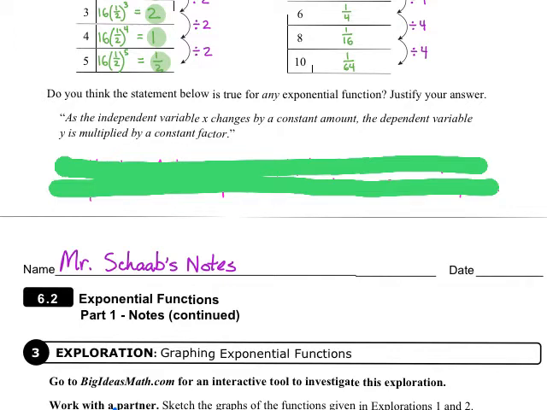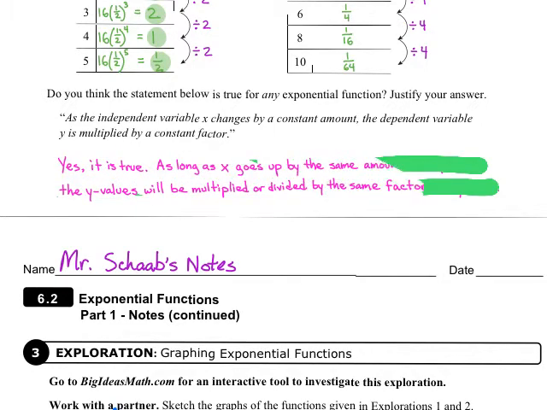Okay, that is in fact true. Let's take a look here. You should be able to see this, okay? What I said, and hopefully you are thinking the same thing, you kind of understand where I'm coming from here. It is true. As long as x goes up by the same amount every time, the y values will be multiplied or divided by the same factor every time.